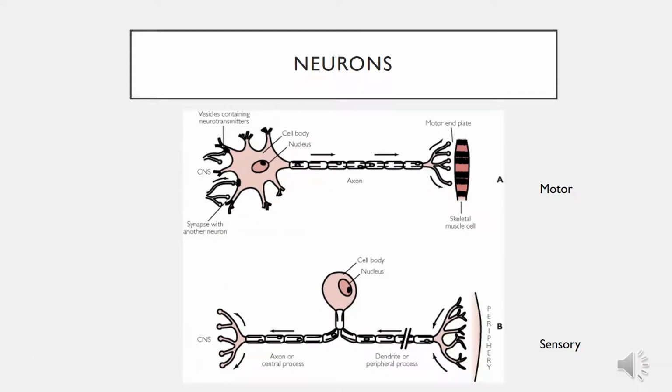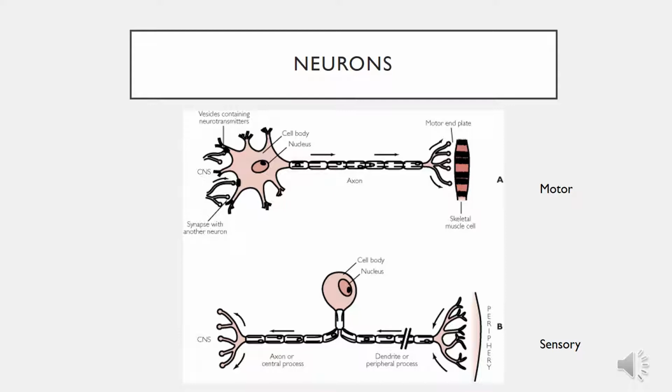Alright, so neurons. Neurons are nerve cells. There are 2 types of neurons, sensory and motor. Sensory can also be referred to as afferent. They bring nervous information to the central nervous system. Then we have our motor nerve cells. They can also be referred to as efferent. They relay nervous messages from the rest of the body.